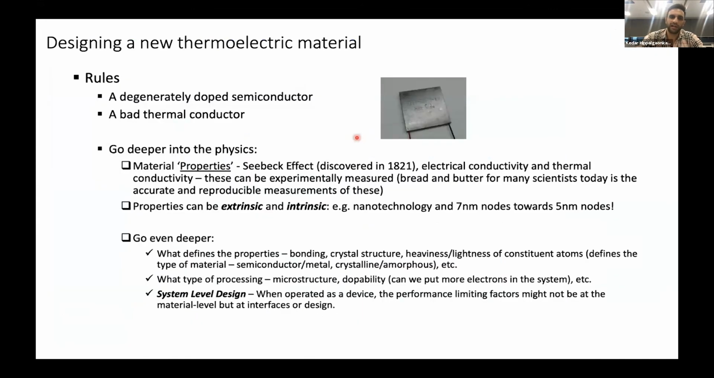So if you had to design a new thermoelectric material, what we've learned over 50 years of research is that you do a degenerately doped semiconductor and a very bad thermal conductor. And of course, you can go deeper into this. There are extrinsic and intrinsic properties over here, for instance. And if you go even deeper, what really is the element of materials design is how do you determine the right bonding of the crystal structure, the heaviness, lightness of the constituent atoms, and the semiconductor or semi-metallic or metallic compound that makes up a thermoelectric material, or whether it's crystalline, amorphous, etc. In addition, there are process conditions like microstructure and dopability, right? And those will determine what the material is.